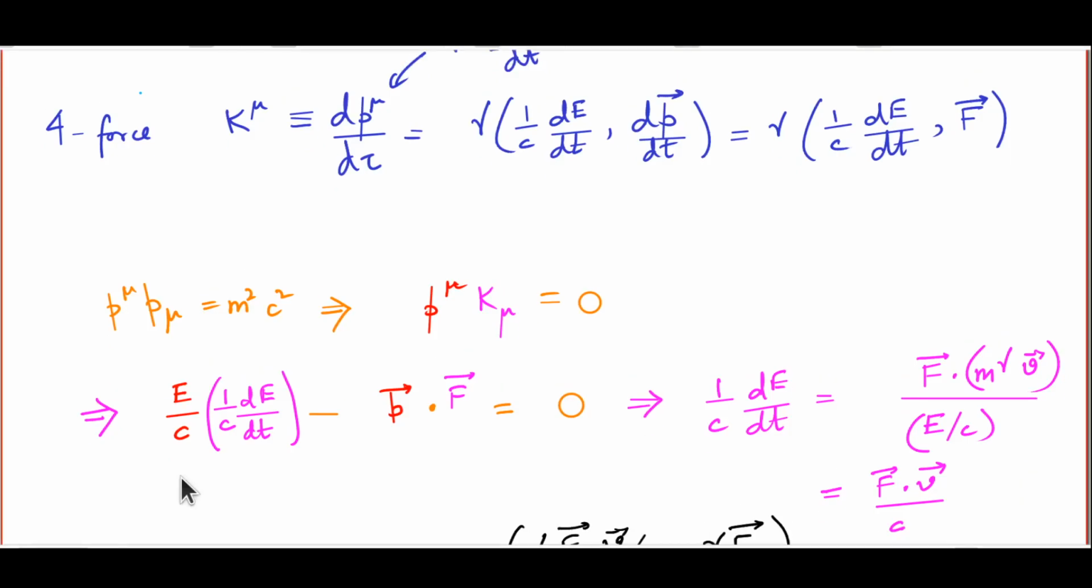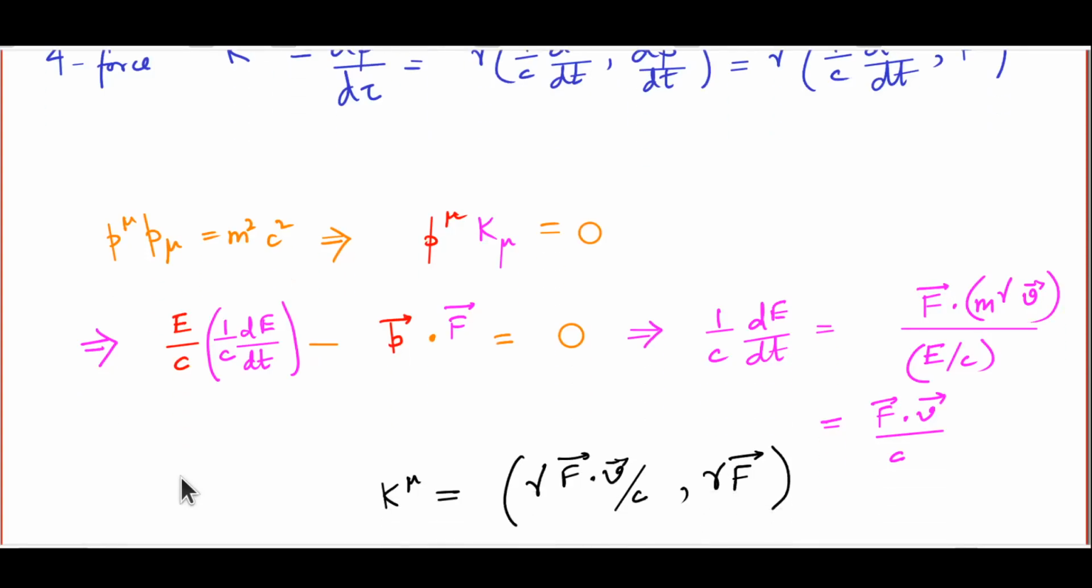Taking this into account, our 4-force can be written in this particular manner. K mu has a temporal part which is given by gamma times f dot v by c, and a spatial part which is gamma times f. At this point, let me remind you of a question that we had raised in the last lecture.